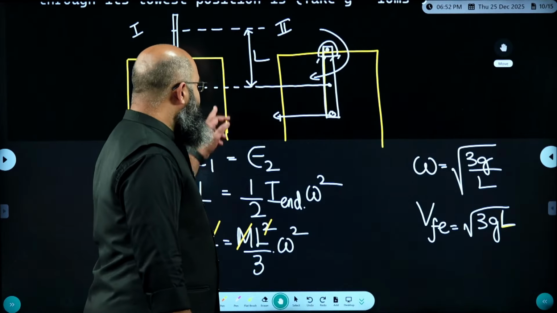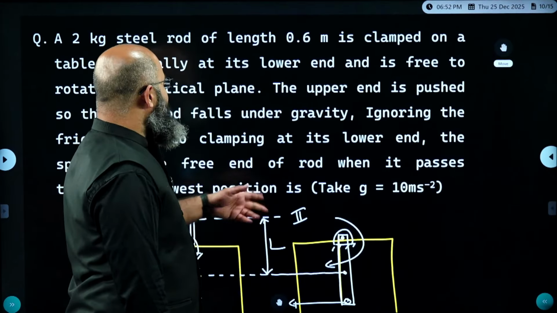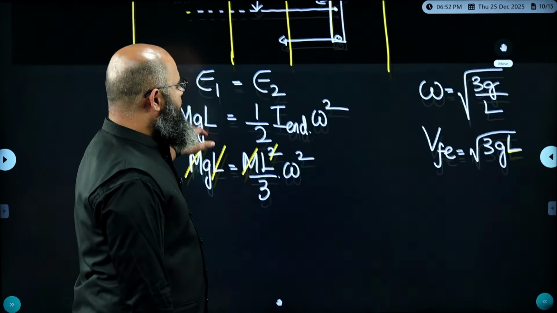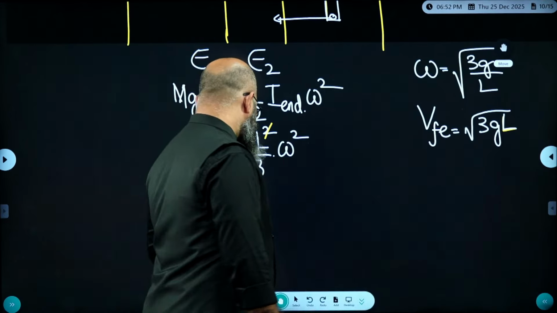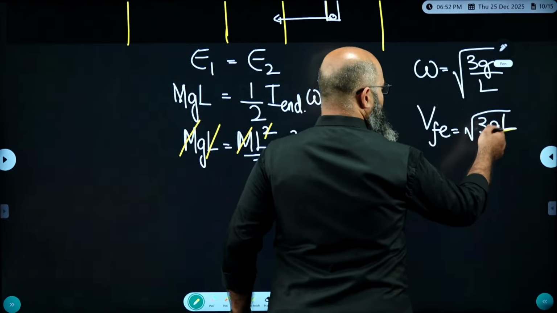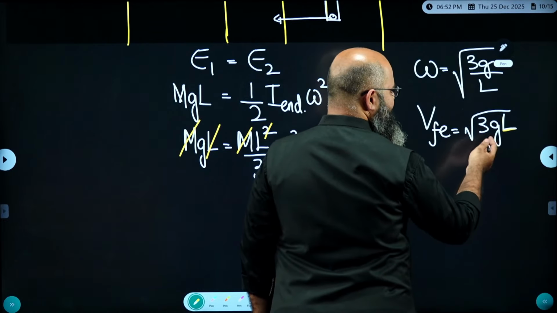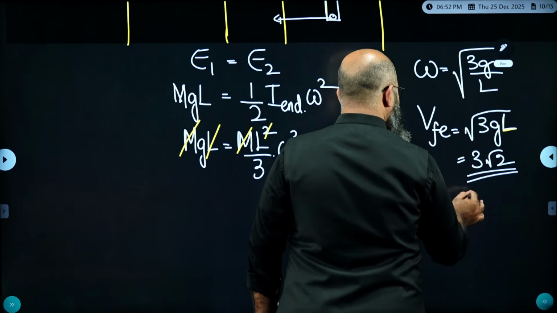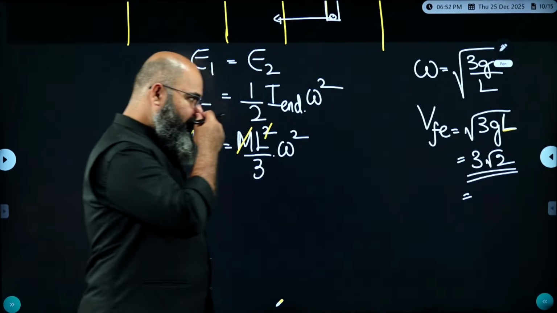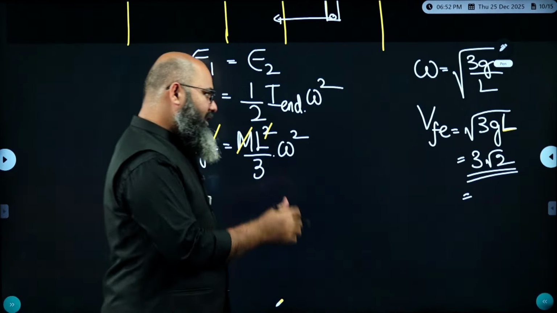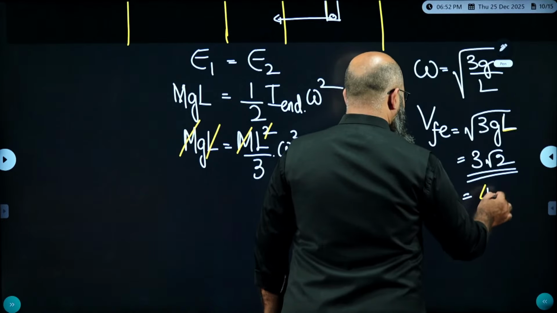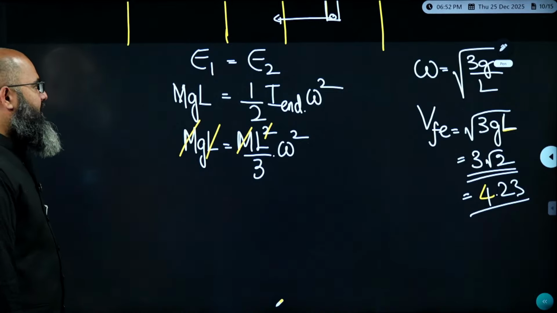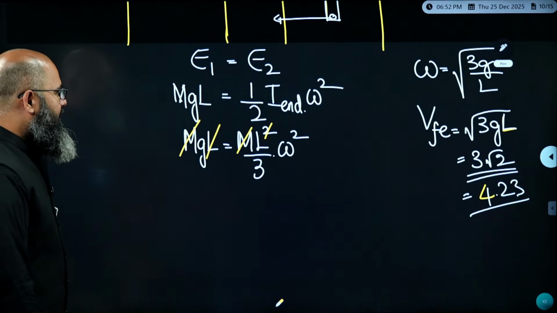G value he gave 10. Okay, length is equal to 0.6. So this is going to become equal to root over of 3 times 6, this is 3 root 2 basically. The value is 3 root 2. 3 root 2 will be equal to how much? 1.41 into 3 will be equal to 4.23. The answer is 4.23 meter per second. I hope this is clear till here to all of you.